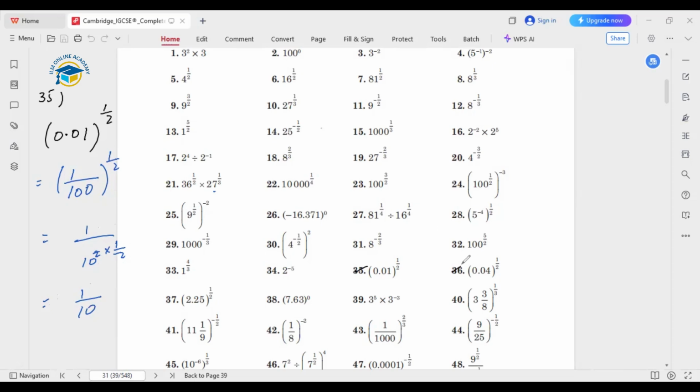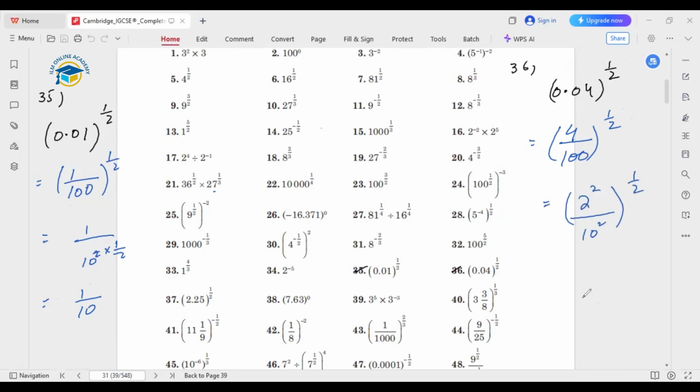Let's go on with 36 as well. This is also quite similar. We have 0.04 raised to the power 1 by 2. If I make it into the fraction form, I will write it as 4 by 100 and write 1 by 2 as it is. 4 is basically 2 square, 100 is basically 10 square, writing 1 by 2 as it is. Just make this 1 by 2 with both of the powers separately. You can multiply like this. And cancelling the powers, it will be 2 by 10, that will be 0.2. Again, this will be 1.